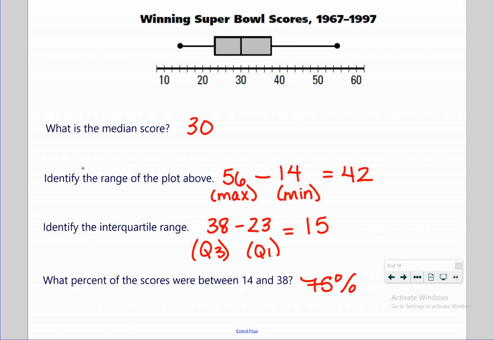Interquartile range is just Q3 minus Q1. So just the edges of your box are represented on those. So about 15. And then between 14 and 38, you've got 3 sections of your graph. Each section is 25%, 75% total. Okay? Questions on this? All right, moving on.